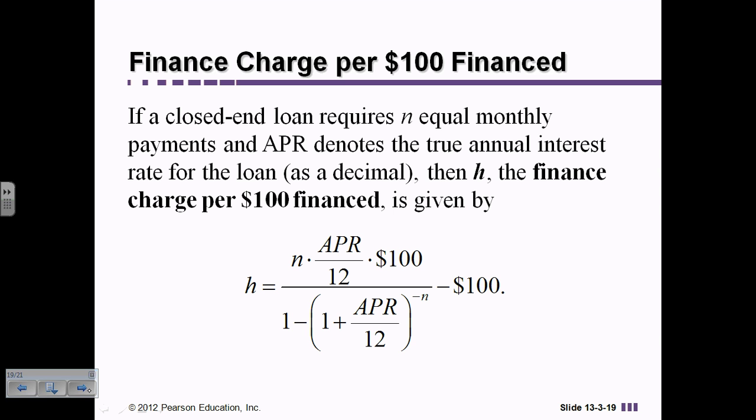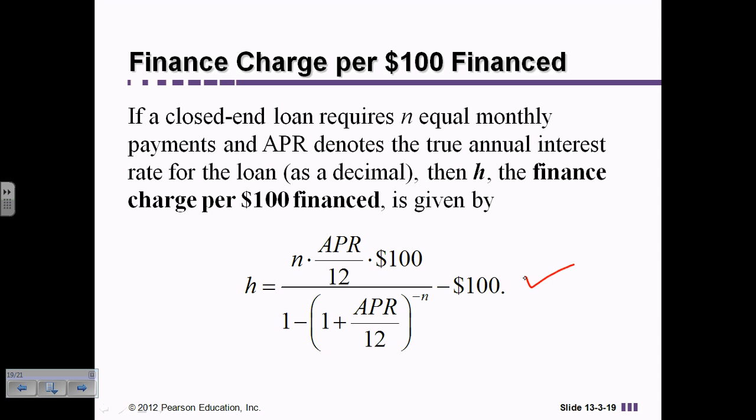Okay, so now what we're trying to do is calculate the finance charge. In a closed-end loan, there are N equal monthly payments, and the annual percentage rate denotes the true annual interest rate for the loan. Then H is the finance charge per $100 financed, given by this formula. This is a very complicated formula if you look at it.